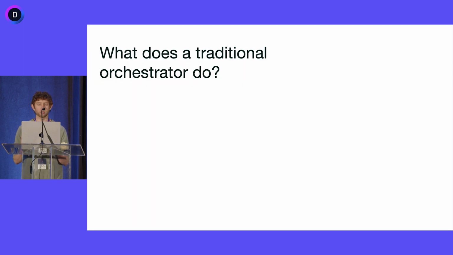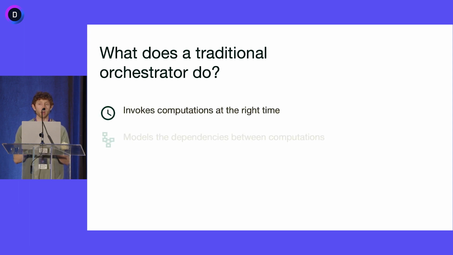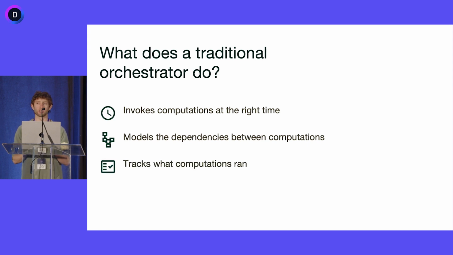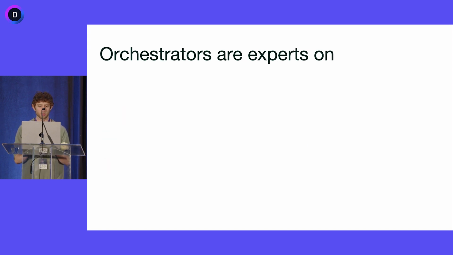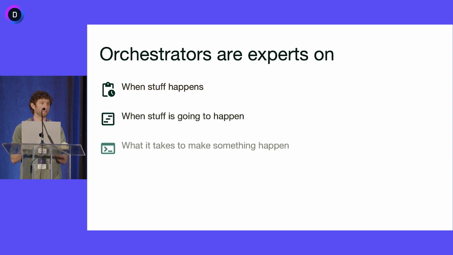Traditionally, orchestrators are systems that are responsible for a few things. They invoke computations at the right time, they model the dependencies between computations, and they track what computations ran. This makes orchestrators the natural experts on a few topics. They know when stuff happens, they know when stuff is going to happen, and they know what it takes to make something happen. And because they're experts on these things, they hold the key to answering some of the most important questions that we end up having about our assets.